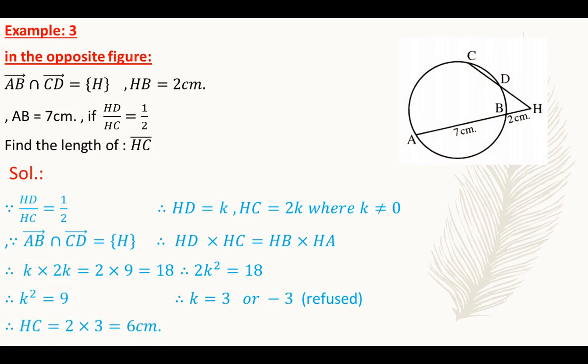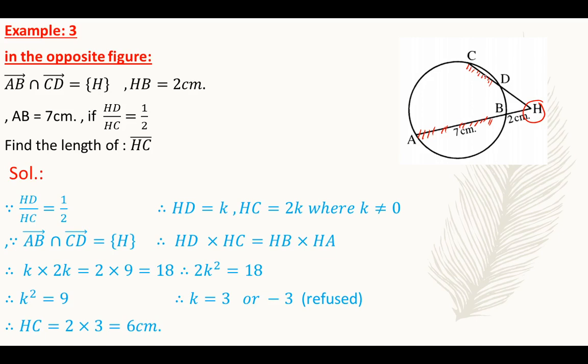Here we have two chords, CD and AB. This is the chord CD and this is the other chord AB. Okay, the two chords intersect at the point H and H lies outside the circle. This is the well known second case. The first case was if the two chords intersect inside the circle. The second case is that the two chords intersect outside the circle. So this is the second case.